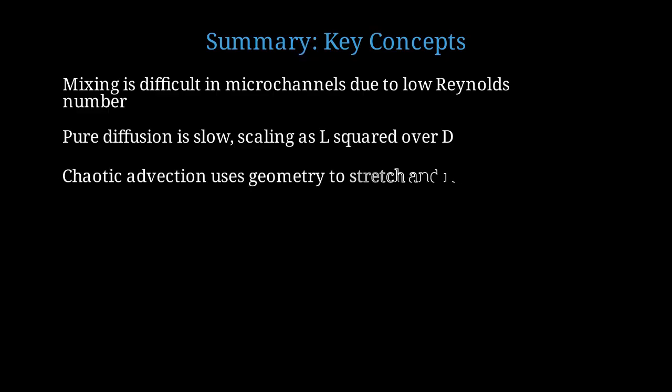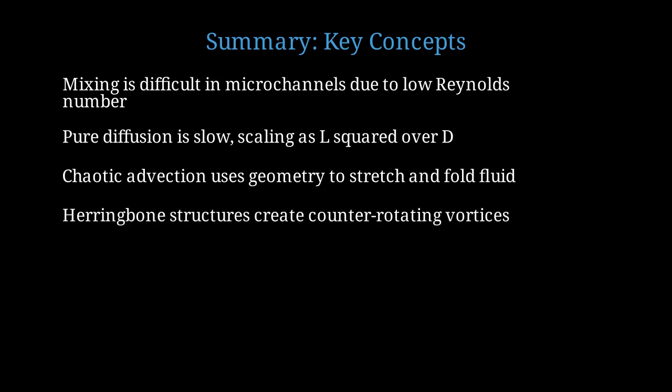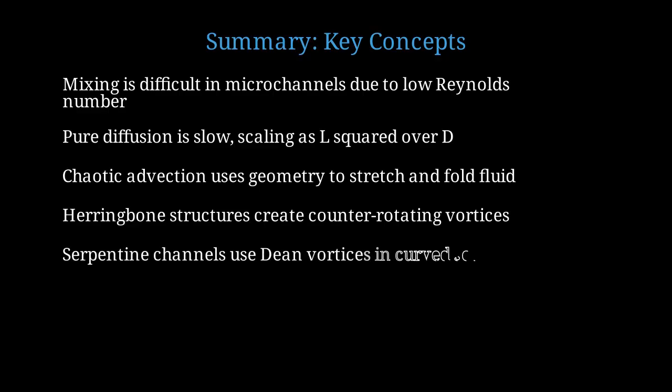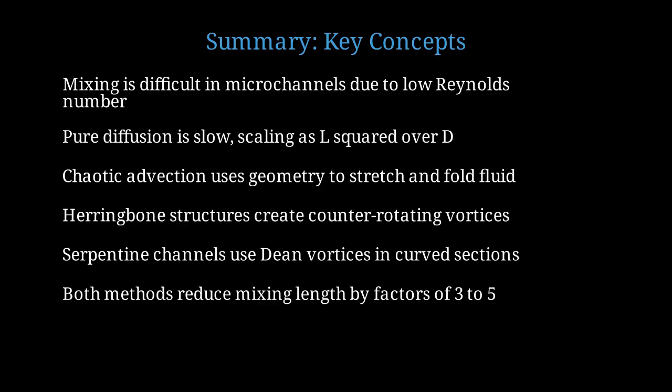Chaotic advection exploits carefully designed channel geometries to create three-dimensional flow patterns that stretch and fold the fluid interface. Herringbone mixers use asymmetric grooves to generate counter-rotating vortices that continuously roll the fluids around each other. Serpentine channels exploit Dean vortices that form naturally when fluid flows around sharp bends. Both approaches reduce the required mixing length by factors of 3 to 5 compared to pure diffusion, enabling compact microfluidic devices.